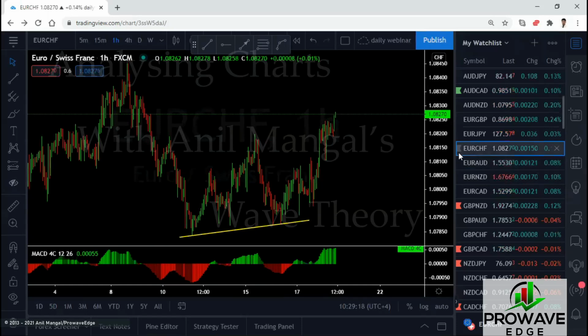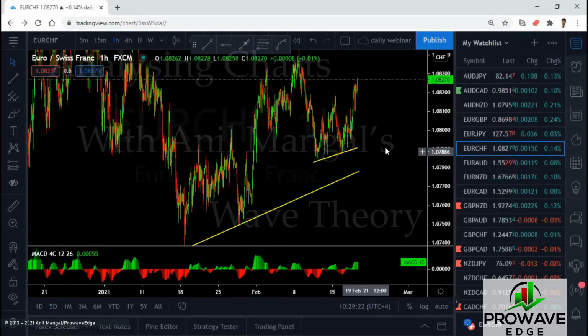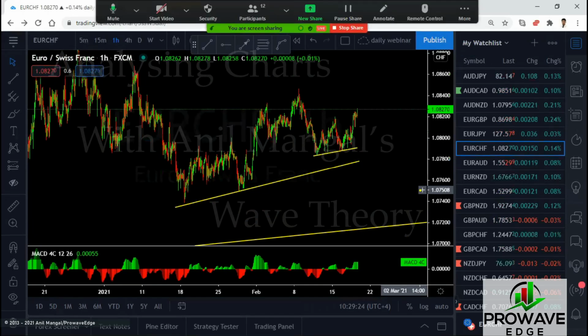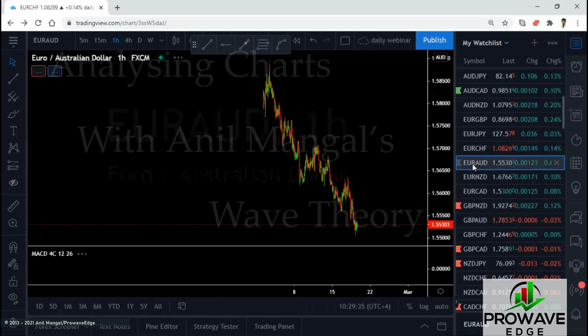Euro Swiss, you're getting a bigger correction. Probably stay out of it because it's not going anywhere. It's still here. And this is likely going to come here, but forget about it. You're not going to get a good trade. It's very tough to trade.